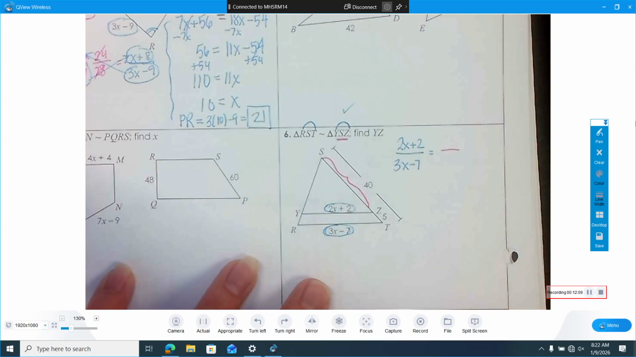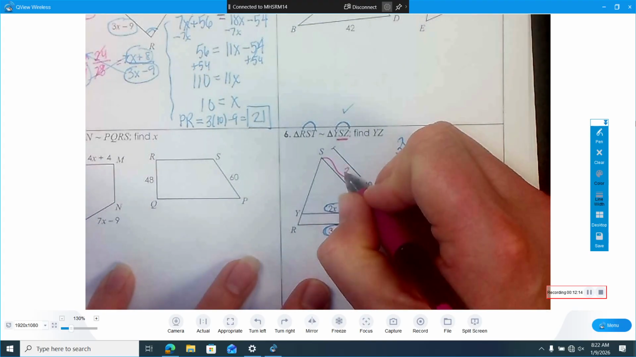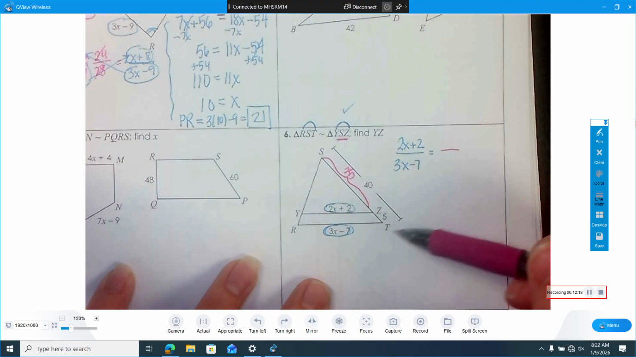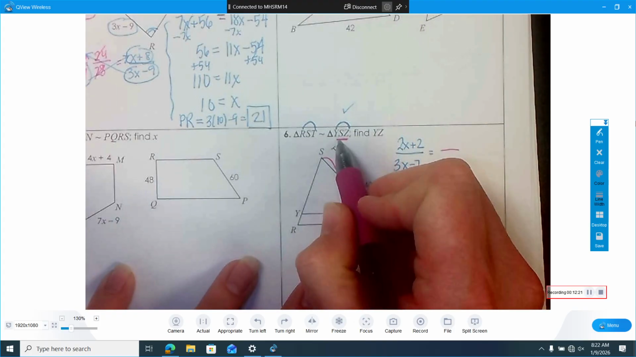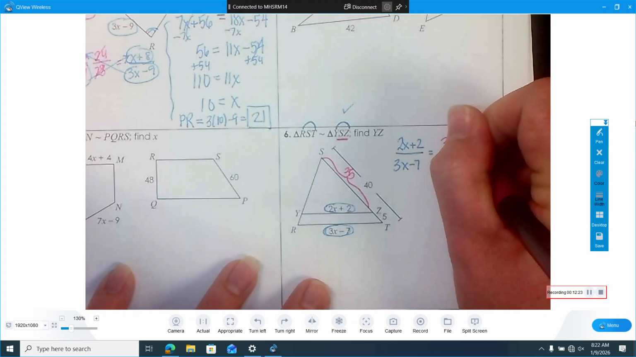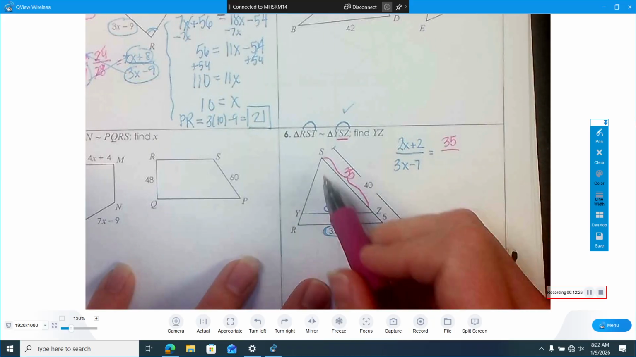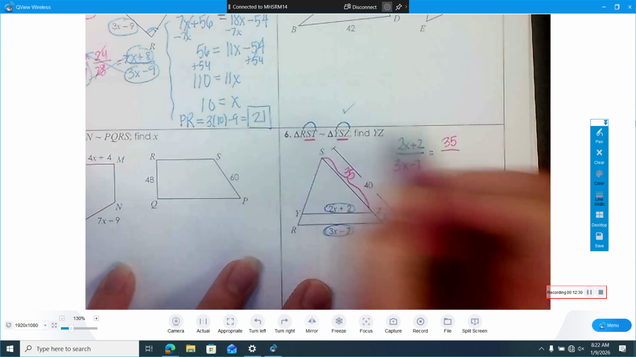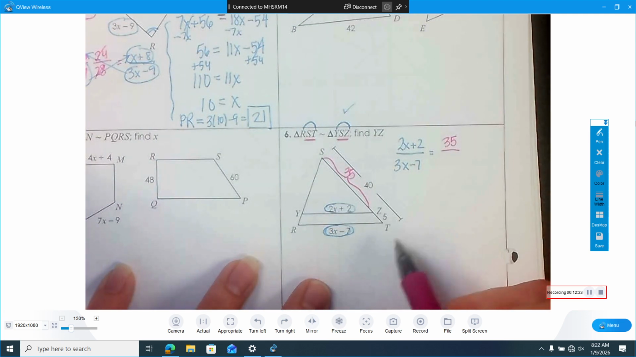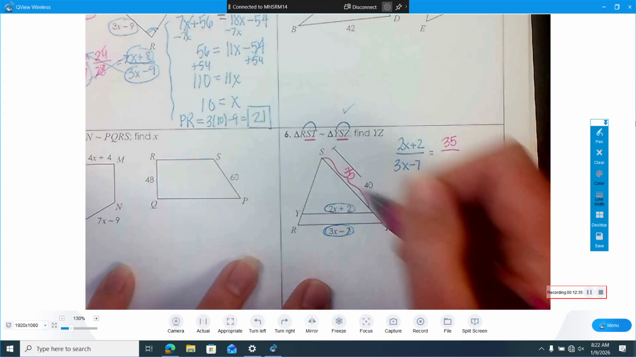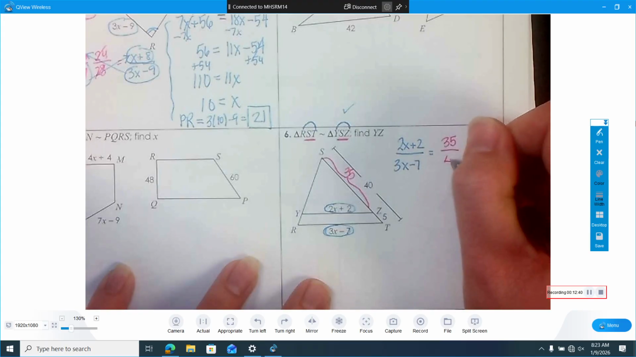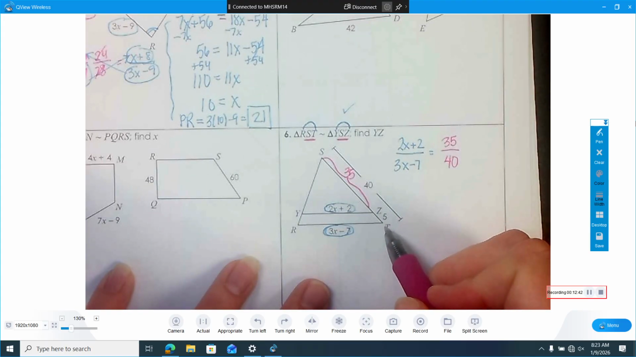Do I know how long side SZ is? Yeah. What is it? 35. Very good. How did we get 35? 40 minus 5. Very good. So that's side SZ. So I could put 35 up top, again for my smaller triangle. And then the corresponding side on the big triangle is side ST. ST is the whole side. What is the whole side ST? 40. Good.